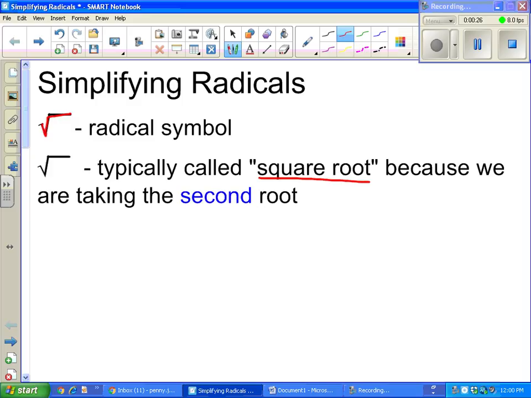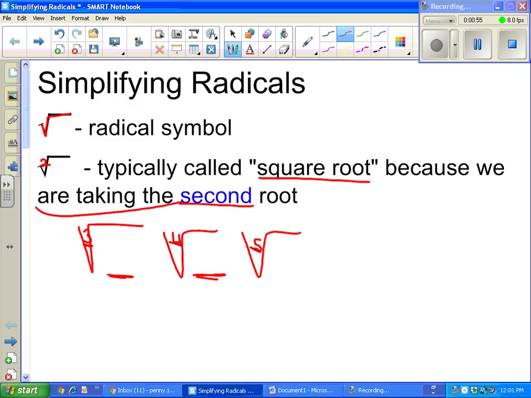Now, when I say that that same symbol, the radical symbol, can be used for other roots, we could also take the third root of a number. We could take the fourth root of a number. We could take the fifth root of a number. Now, what I've done is I've placed a little number in the corner of the symbol on the left-hand side. Typically, we do not put a number, but if you don't put a number in that little corner there, that's called the index. It's understood to be a 2. So that's where it says you're taking the second root because you're understood to be taking the second root.